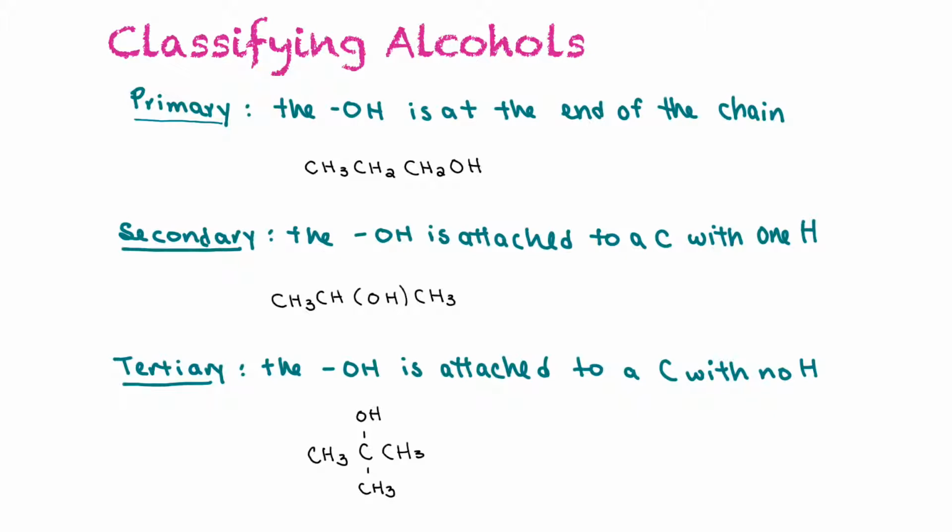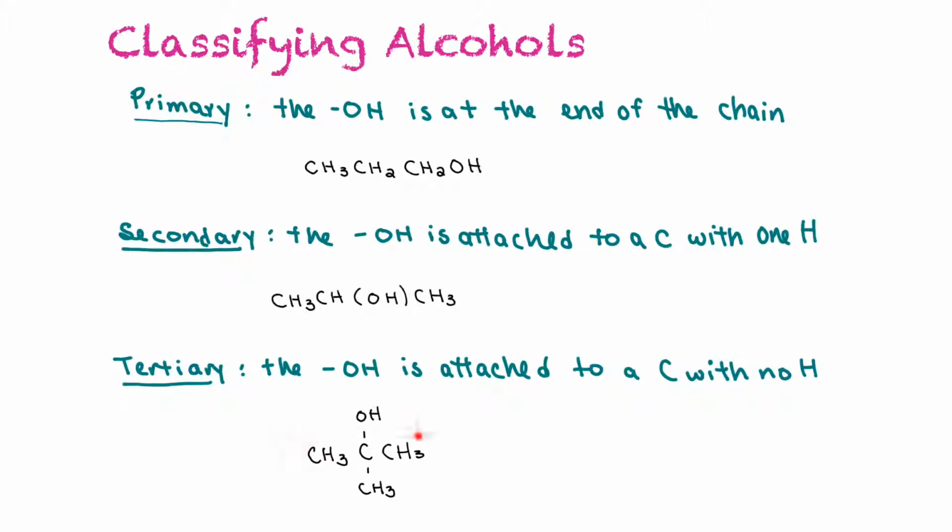A secondary alcohol, the OH is attached to a carbon that has only 1 H. So this would be 2 propanol. So the hydroxyl is on the second carbon. So on that carbon, there's the hydroxyl and then a hydrogen. So just 1 hydrogen. A tertiary alcohol, the hydroxyl is attached to a carbon that doesn't have any hydrogen.